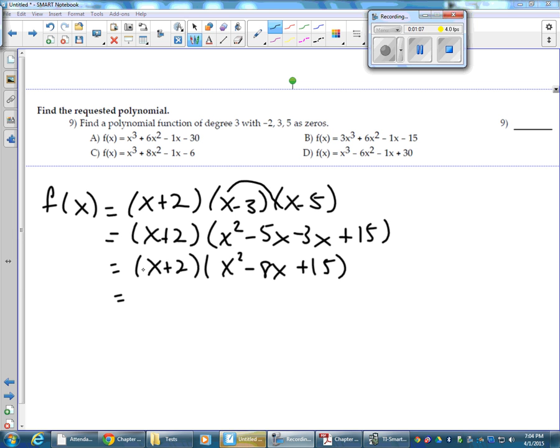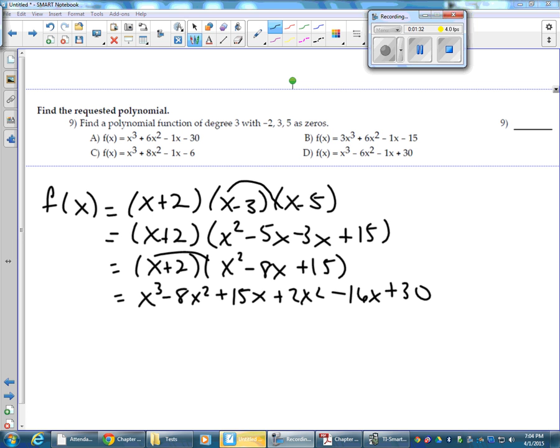So now I got to multiply x plus 2 times this. So I'm going to multiply x times everything. So x times x squared is x cubed, minus x times 8x would be 8x squared, plus x times 15 would be 15x. And then I'm going to do 2 times everything. 2 times x squared is 2x squared. 2 times 8x would make minus 16x. And then 2 times 15 would be 30.